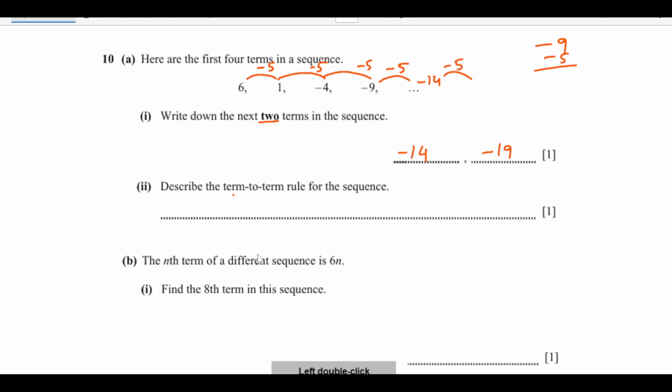Now describe the term to term rule. So the term to term rule is, from the first term, how are you going to get the second term? The first term was 6, how did I get that? By subtracting 5. So we will write down minus 5, or we will write down subtracting 5.